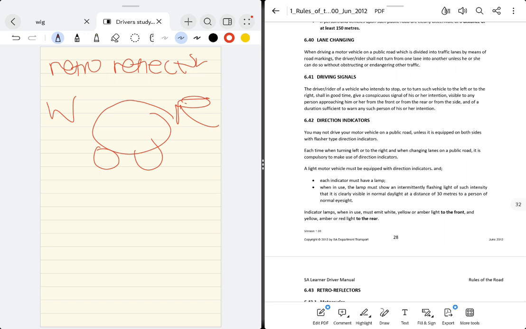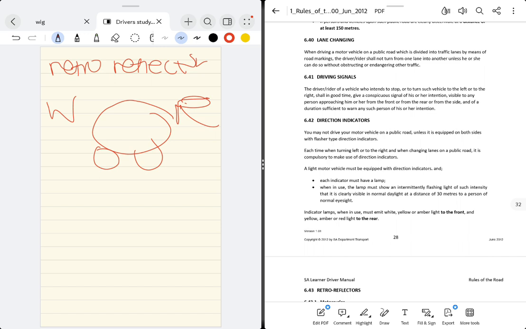Lane changing. When driving a motor vehicle on a public road which is divided into traffic lanes by means of road marking, the driver shall not turn from one lane into another unless he or she can do so without obstructing or endangering traffic. Driving signals. The driver of a vehicle who intends to stop or turn such vehicle to the left or to the right shall in good time give a conspicuous signal of his or her intention, visible to a person approaching him or her from the front or from the rear or the side, and of duration sufficient to warn any such person of his or her intention.